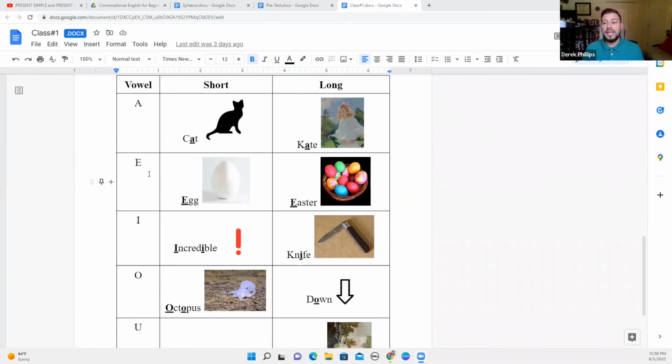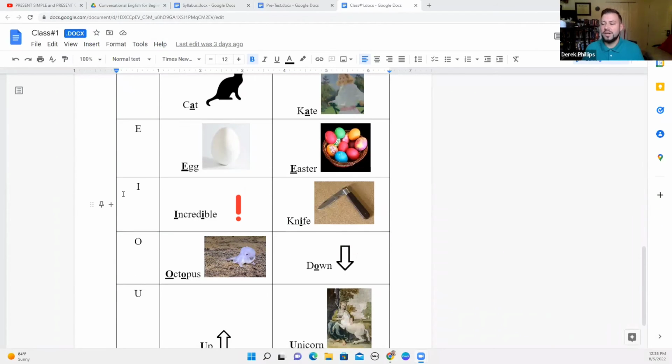Now, the letter E. This can be confusing because in English, if you speak Spanish, these sounds are almost reverse, right? We have E and I. So our examples here of the short E, we see an egg, egg. Or we have the holiday Easter, Easter.